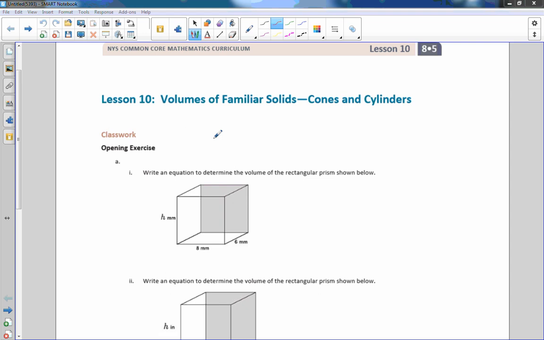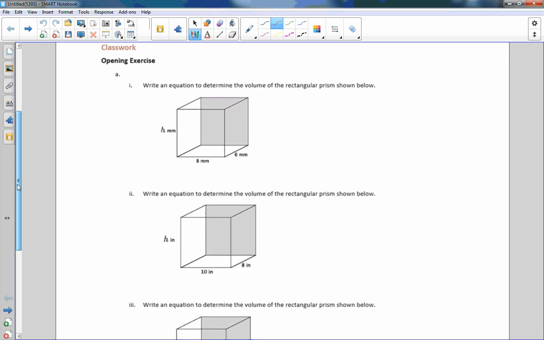This is Lesson 10, Volumes of Familiar Solids, Cones, and Cylinders. Okay, so Lesson 10 is going to talk about volume. That is a three-dimensional figure. Volume is length, width, and height, so we're going to have cubed values. Write an equation to determine the volume of the rectangular prism shown below.